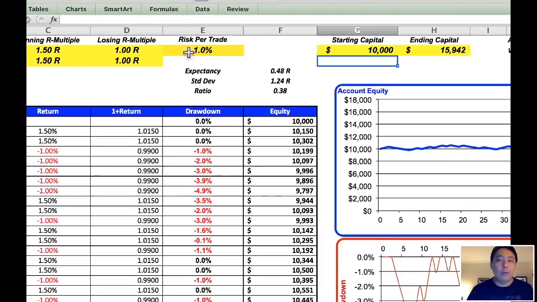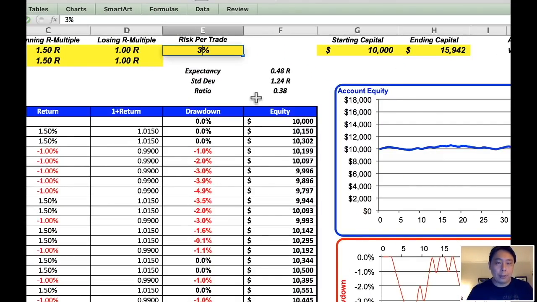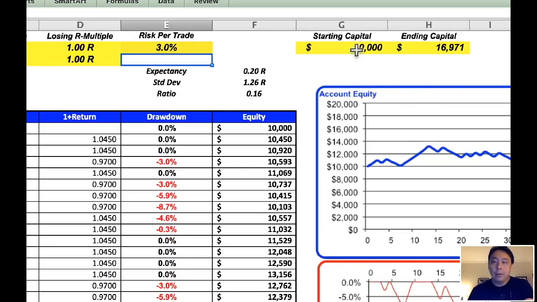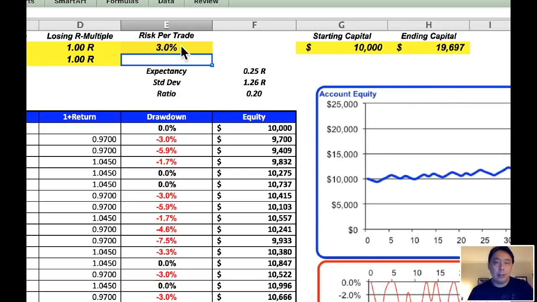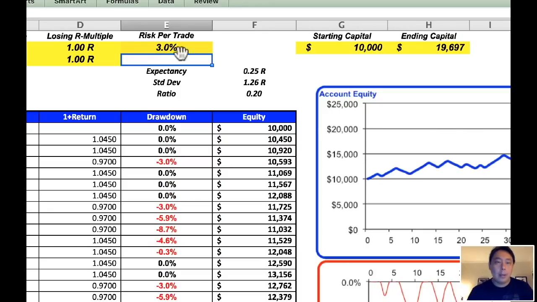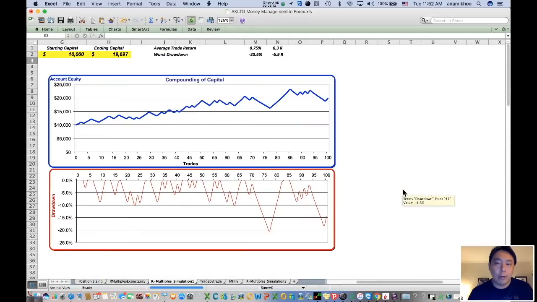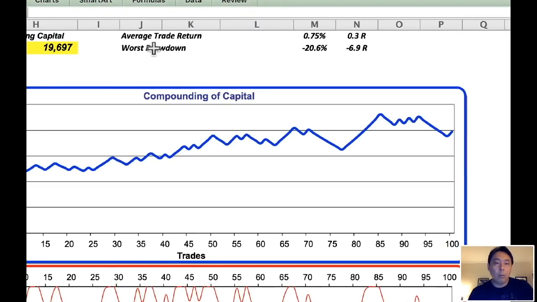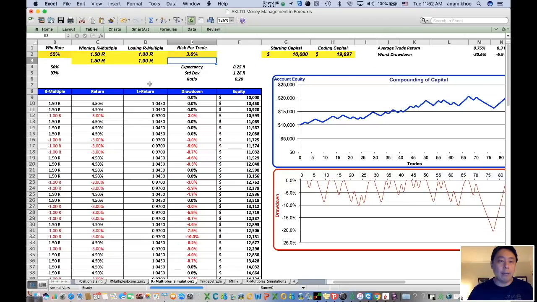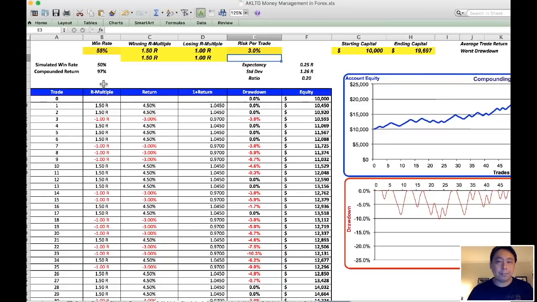And again, notice if you risk 3%, what happens to your capital? Boom, it gets higher, right? You can see on average your ending capital is higher. You make more, the more you risk. But when you risk more, what happens? You find that your worst drawdown becomes 20%. Drawdown is your drop in capital, right? So with a higher risk, you've got to take a higher level of drawdowns, okay?